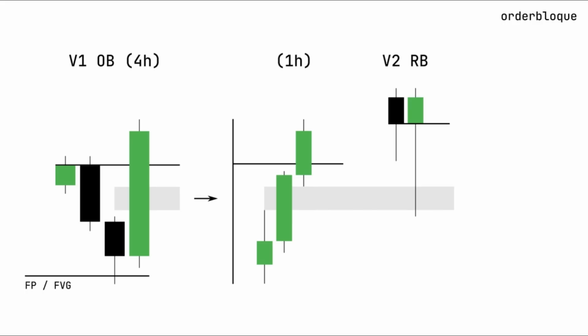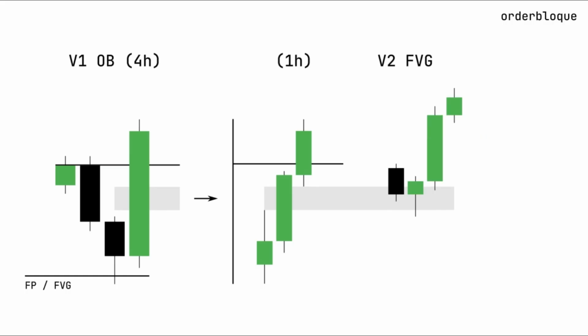When the second variable is a rejection block, the logic remains the same. The entry order is placed at its beginning, and the stop loss behind the movement minimum. But you need to be extremely careful with this because it's very easy to take a loss. I'll show an example of such a position a bit later.